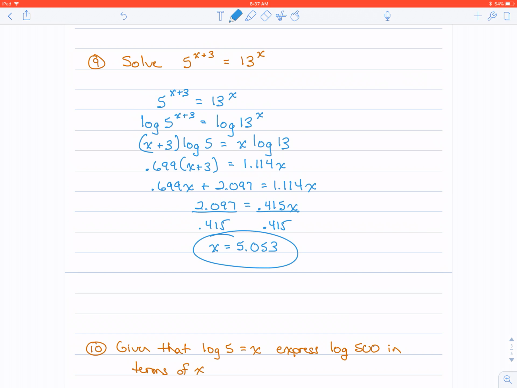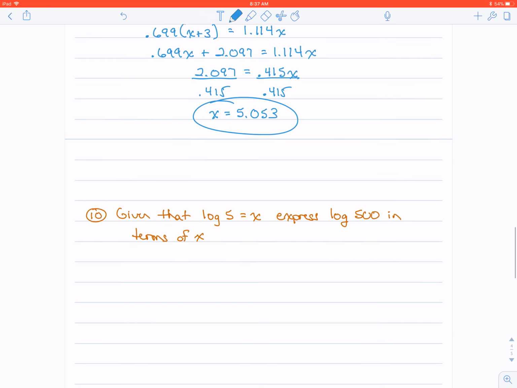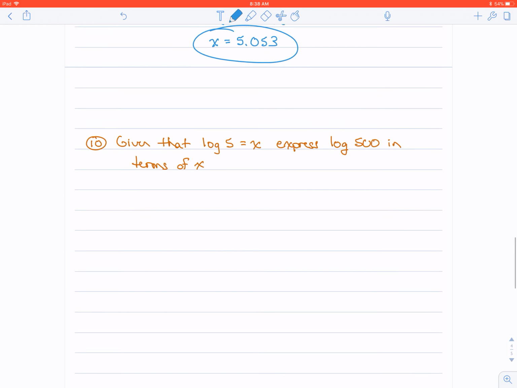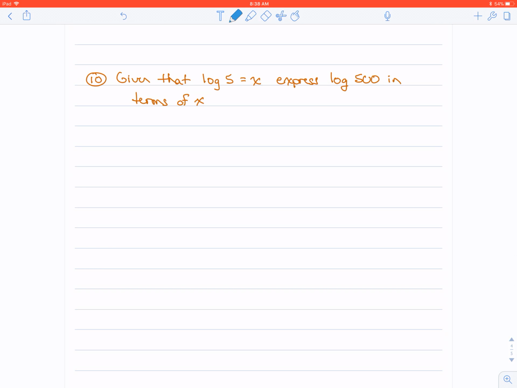All right. And here's the last one. Given that log 5 equals x, express log 500 in terms of x. So we want to get rid of the log. You see some problems like this on here. And the idea is now we have these log rules for multiplying and dividing and exponents. So I want to find a way to write 500 in ways that I won't need the log anymore.